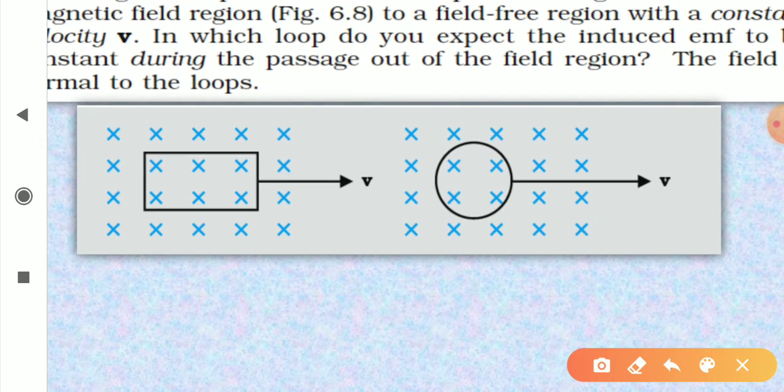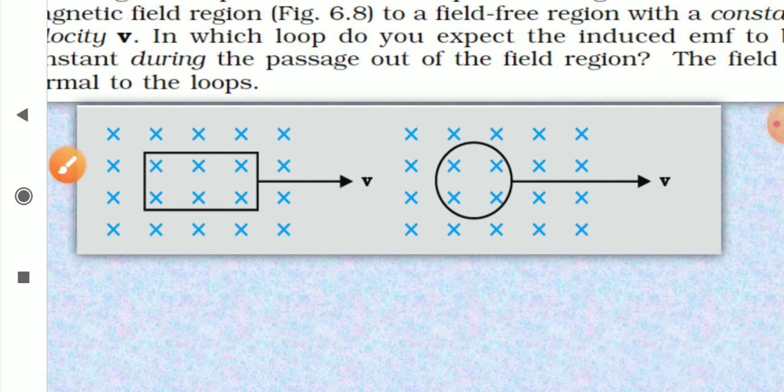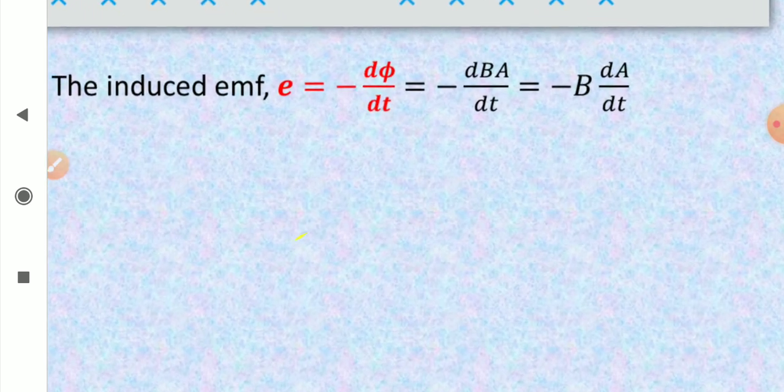According to this, the rectangular loop and this circular loop are moving out of this magnetic field, which is normal to the plane of the loop and directed inwards, and they are moving out with constant velocity. Now you have to find out which one of them will have constant EMF while moving out from this magnetic field. So let us see how we do it.